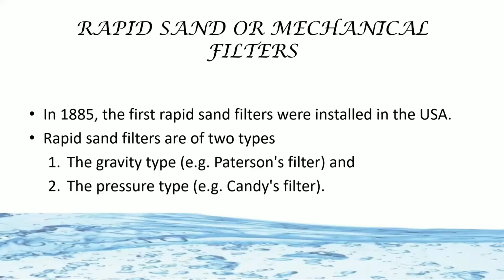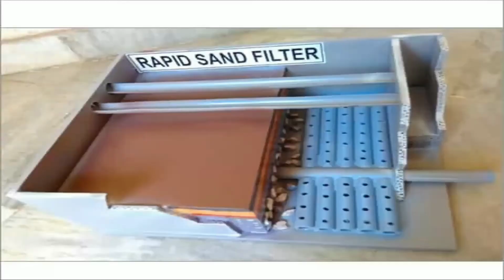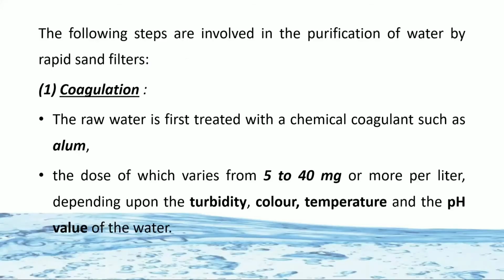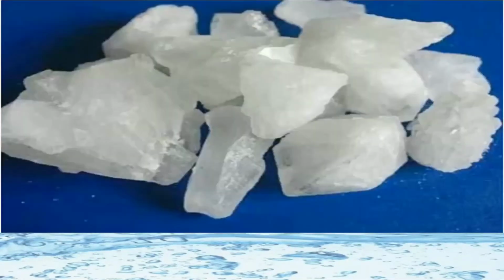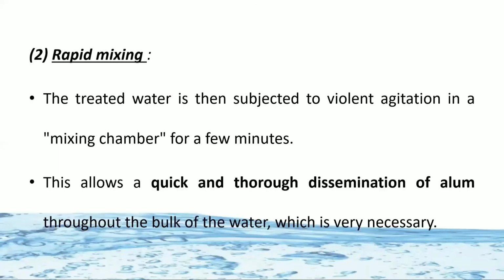What we have seen in the rapid sand filter is that there are some processes or steps. First is coagulation, in which the raw water is treated with a chemical coagulant like alum, the dose of which varies from 5 to 40 mg depending upon turbidity, color, temperature and pH value of the water. This is the alum which is added first to the raw water.